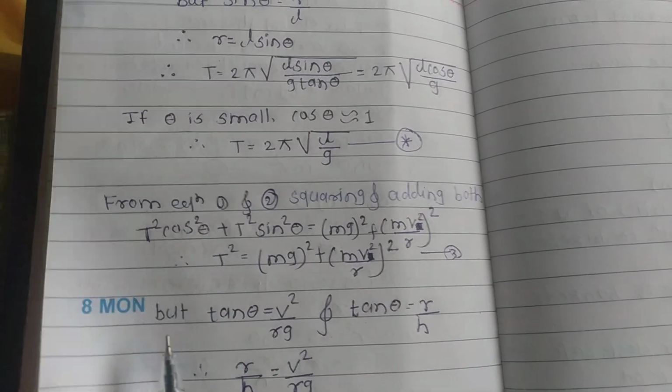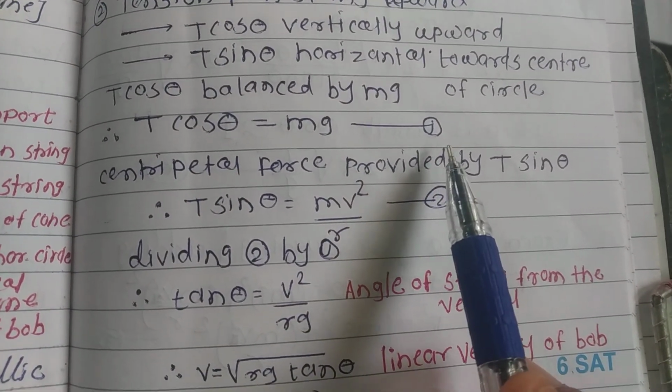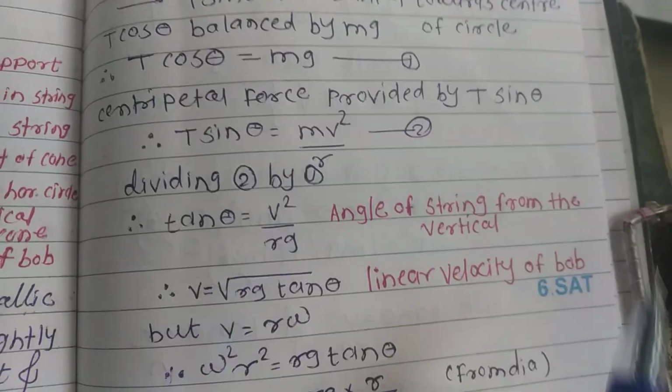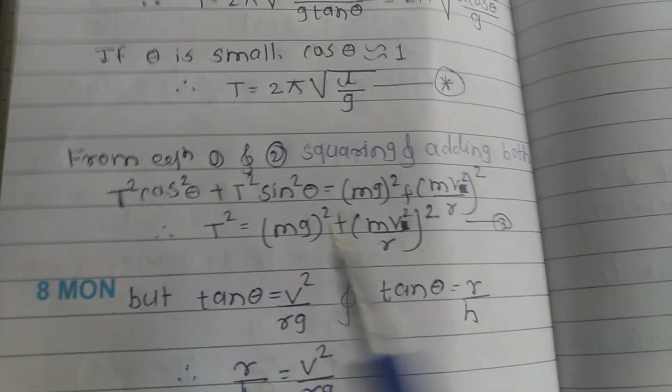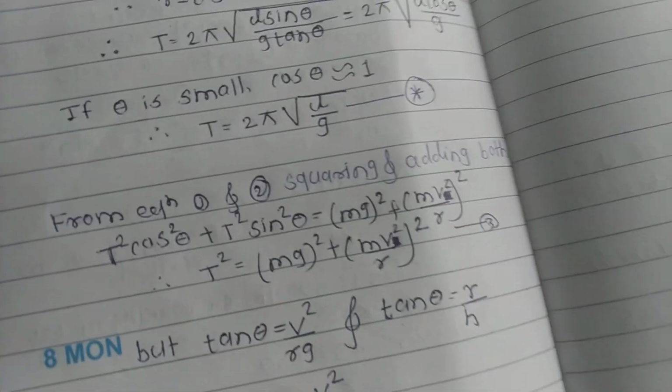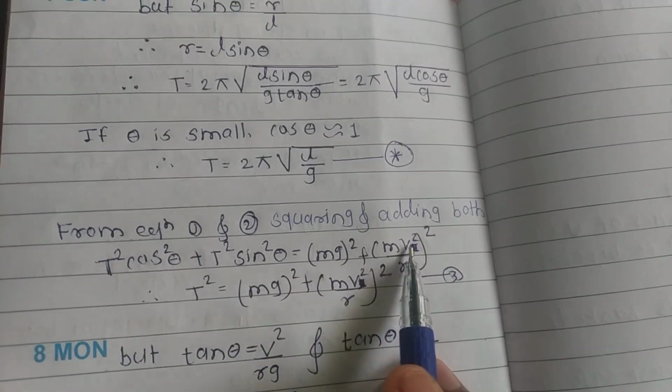So we know the first and second equations. The first equation is T cos theta is equal to mg. The second equation is T sin theta is equal to mv square upon r. Now from those two equations, we are squaring and adding both sides.